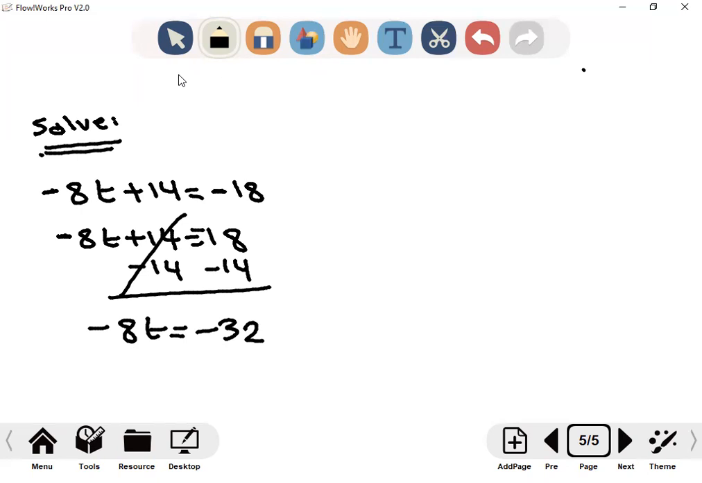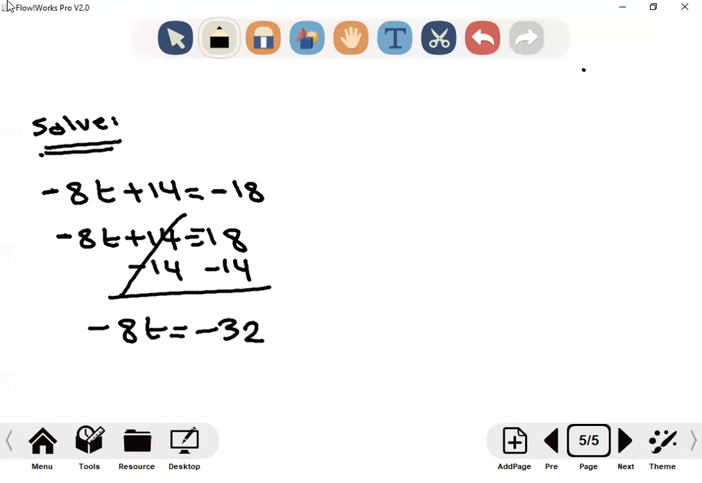We have to get rid of the negative 8, right? How do we get rid of negative 8? We don't add 8 on both sides, because that is for subtraction. This is multiplication. How do we get rid of it?